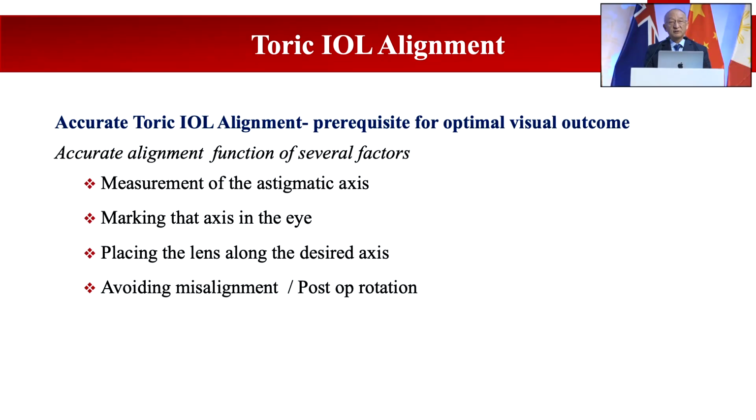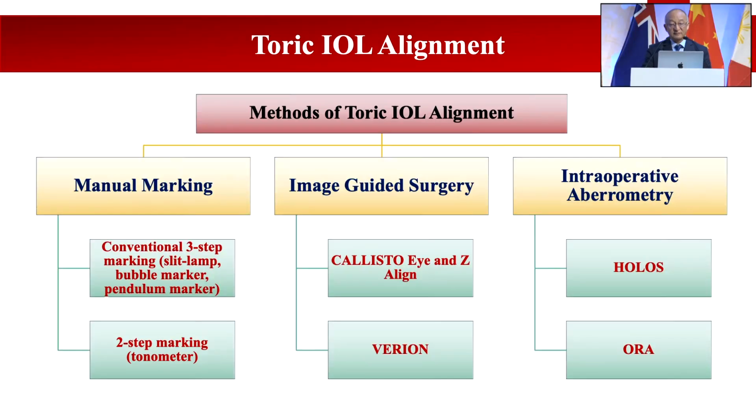Most often, these toric marks are at the optic-haptic junction. That gives a clear orientation of your lens. And most importantly, avoid misalignment on the table and avoid rotation happening in the post-op period. So these are four important things whenever we are doing toric IOL implantation in these cases.